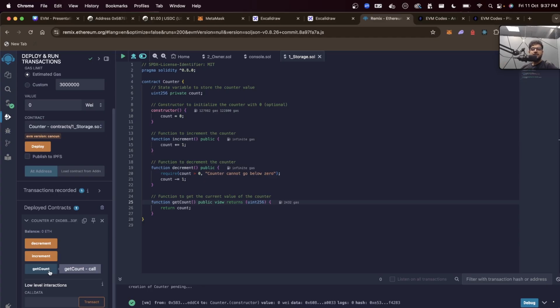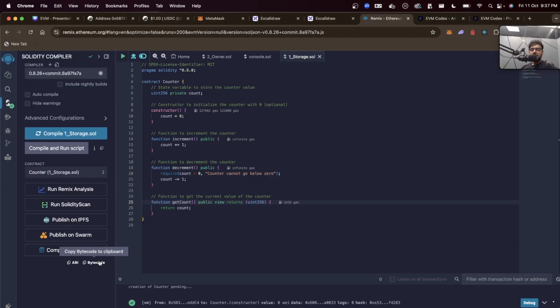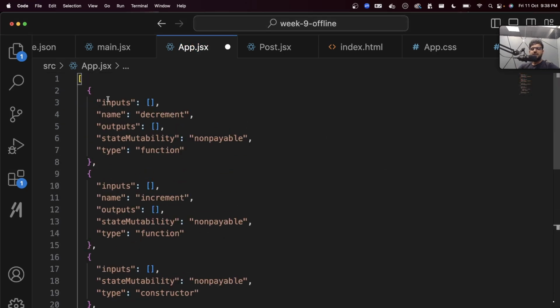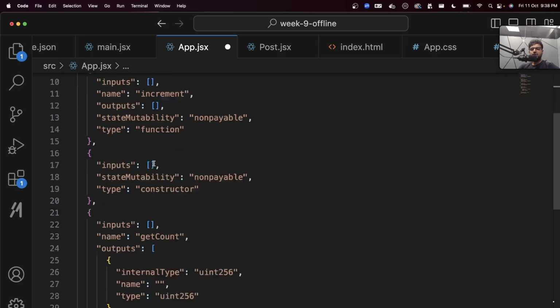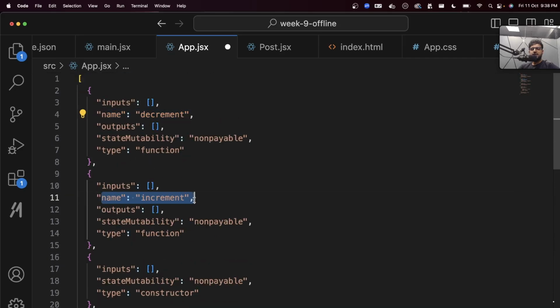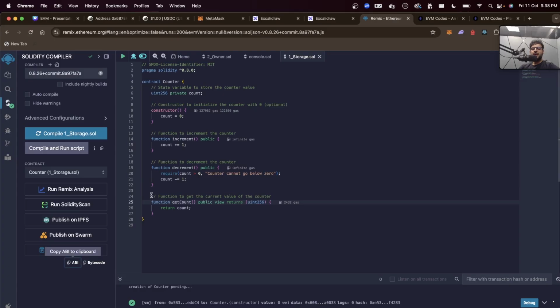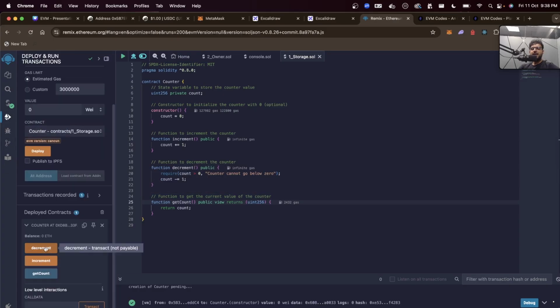How do I get these buttons? Through the ABI. इस contract की ABI, if I open this specific contract's ABI, it looks like this. There is a decrement function, has no inputs. There is an increment function, has no inputs. There is a get count function, has no inputs. So that way, I can programmatically create UIs like these. I can test these specific smart contracts using the ABI.